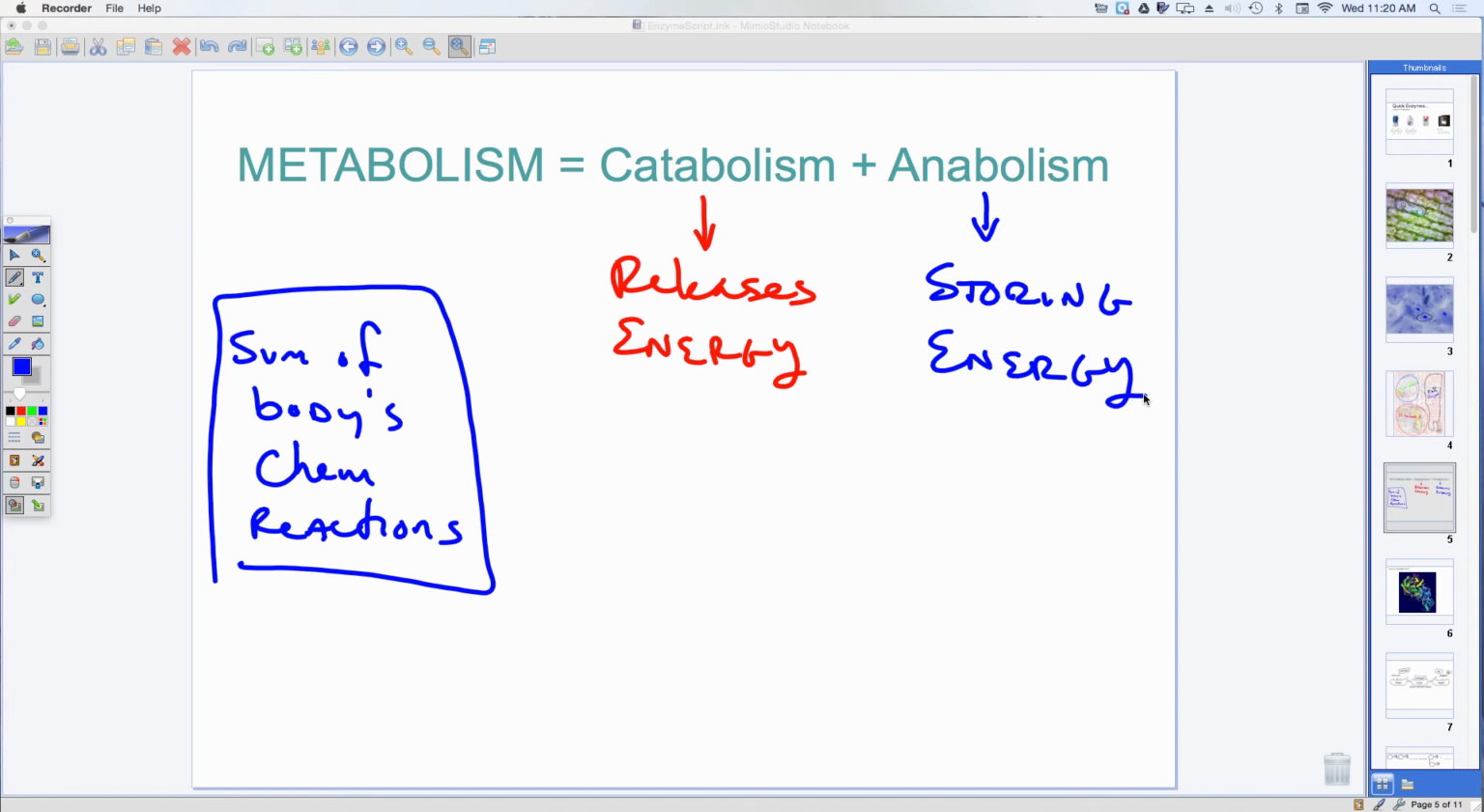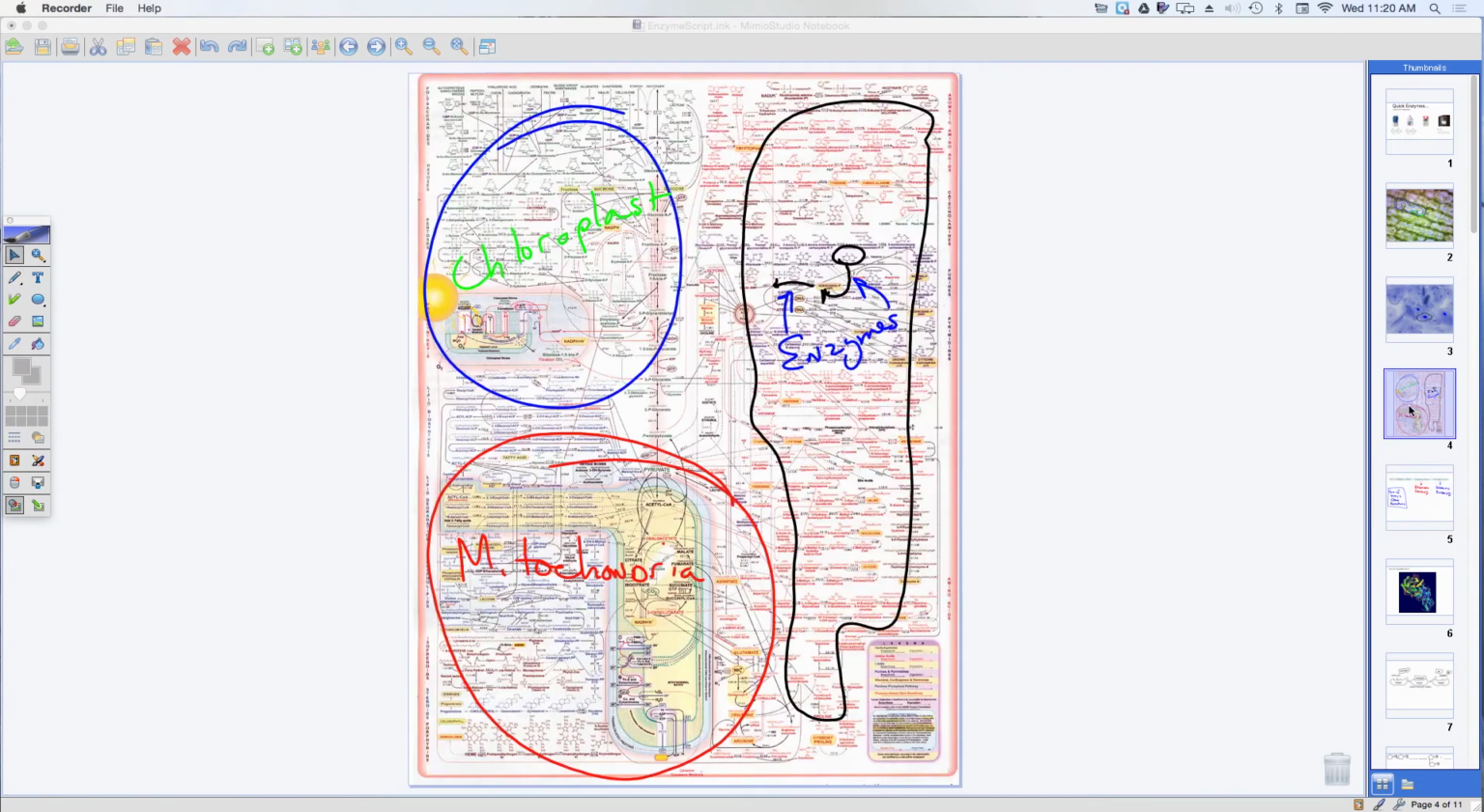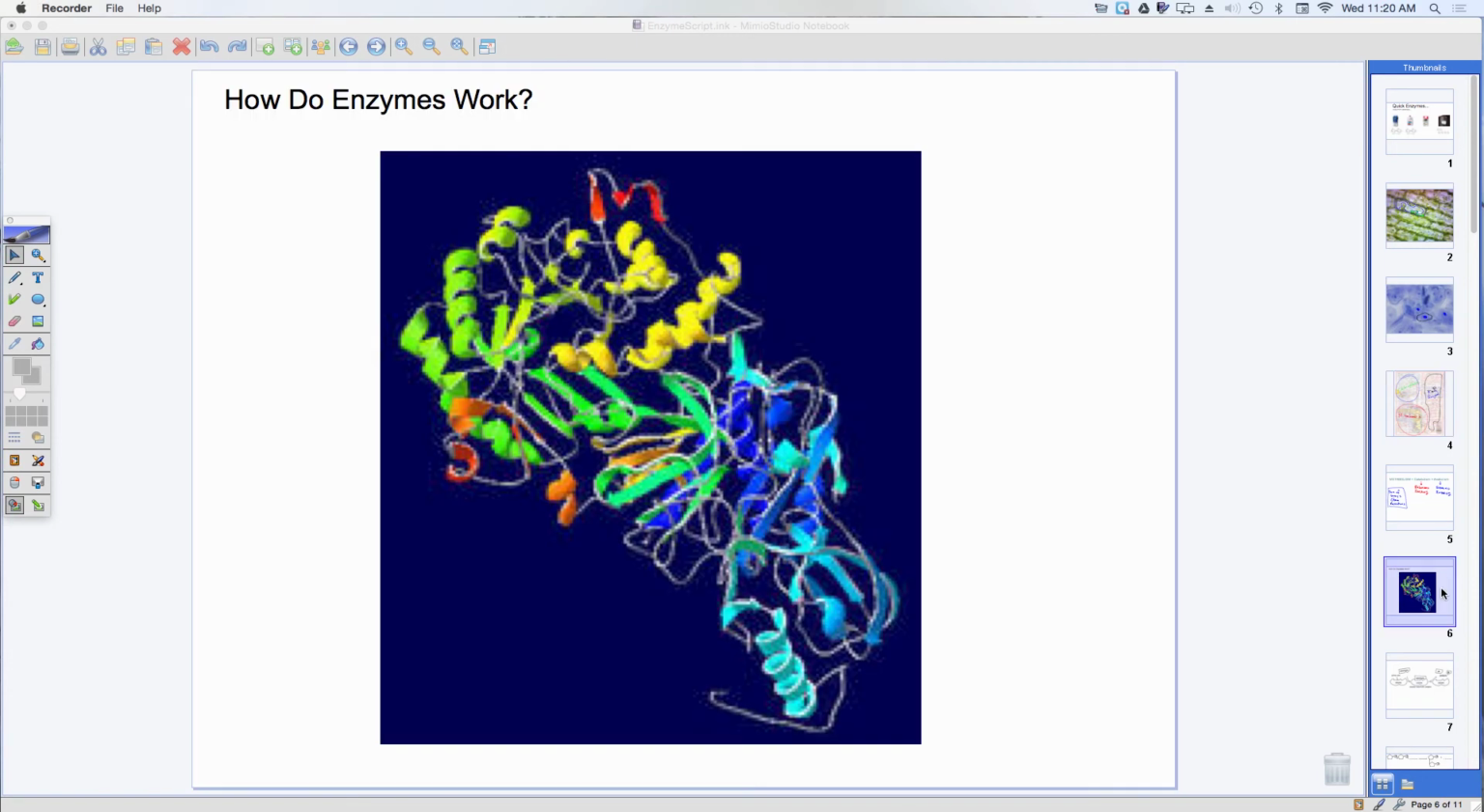So this topic of metabolism, or all of the chemical reactions illustrated here, are a mixture of building reactions, in the case of the chloroplast, building sugars, and breaking reactions, in the case of the mitochondria, breaking those sugars down to create some kind of chemical energy. Well, the thing that's doing all of this biological work are these complex proteins called enzymes.